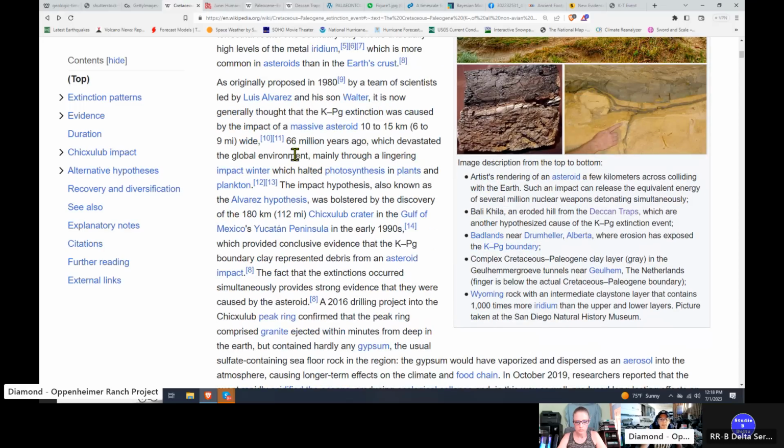Yeah, so here it says 66 million years ago, this impact devastated the global environment, mainly through a lingering impact winter, which halted photosynthesis in plants, as well as plankton.